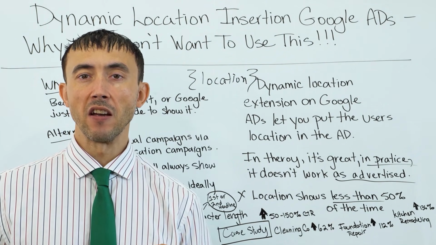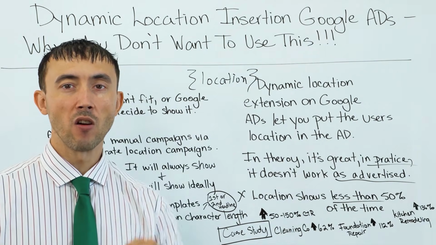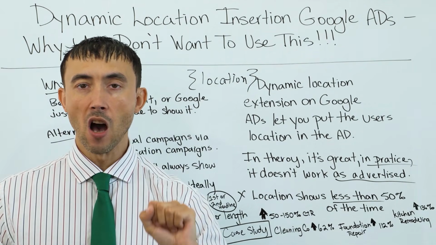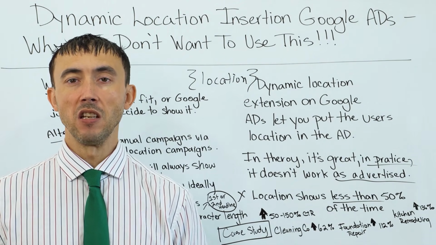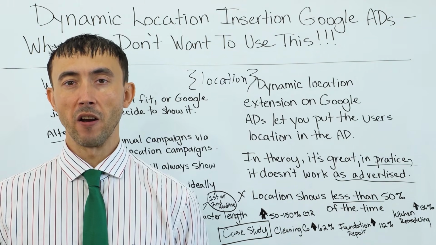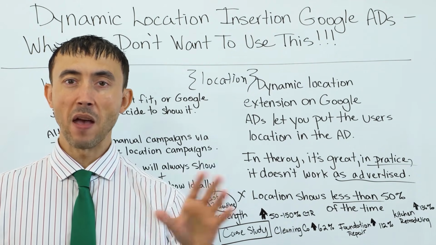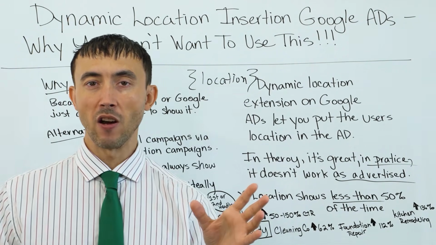You cover their area. And yeah, you may say, well, it says Chicago. They should know I cover their area. No, they want ultimate certainty. They want to know for sure you cover their area. And yes, they may, if they don't have any other options, just click your ad anyway.